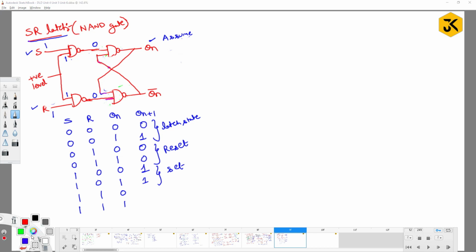Now our assumptions are like when Qn equal to 0, Qn bar should be 1, right? Is it working or not? Try to check. This 0 will come here. 0 and 0 is 0. Its complement is 1. Working, right? Now try to observe. If I pass this 1 here, 0 and 1 is 0. Its complement is 1. Changed.